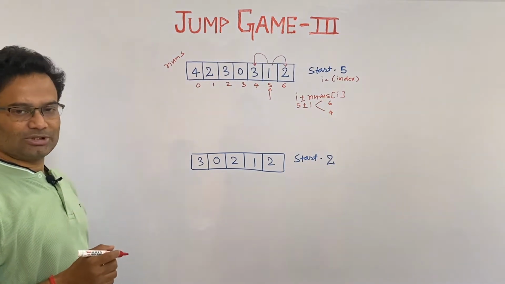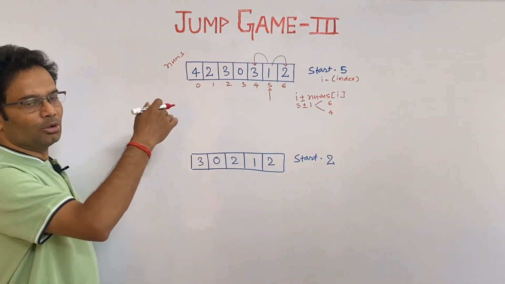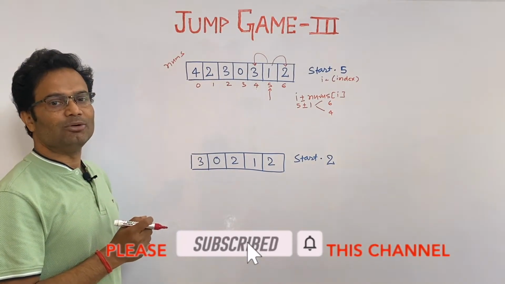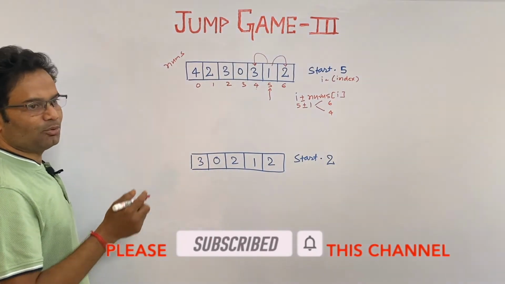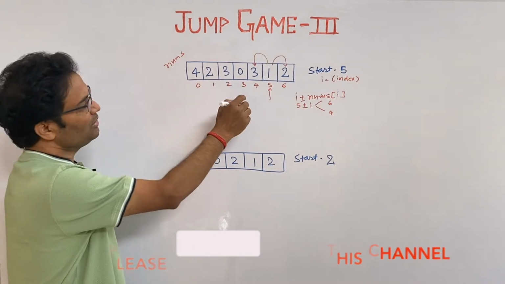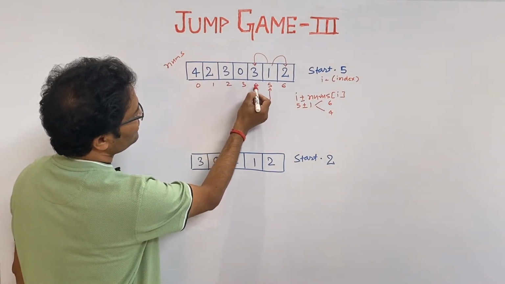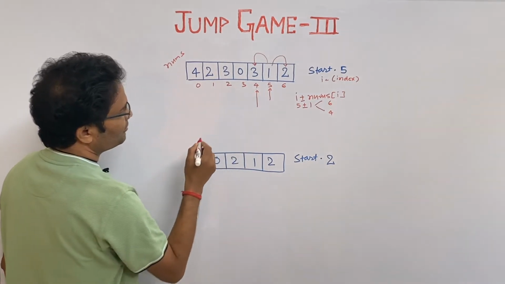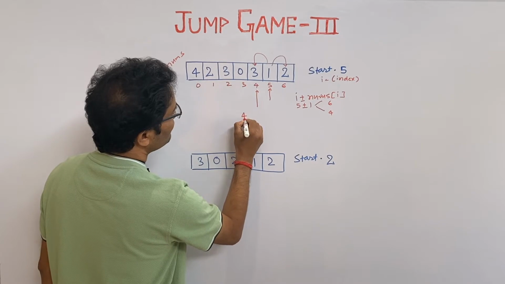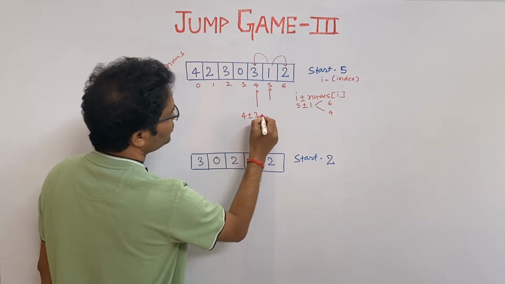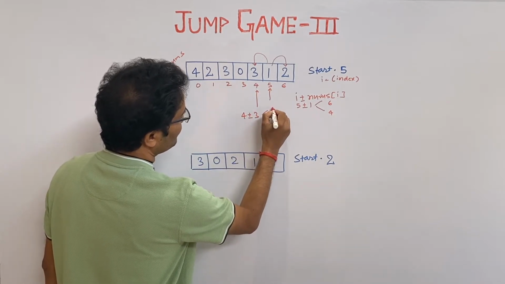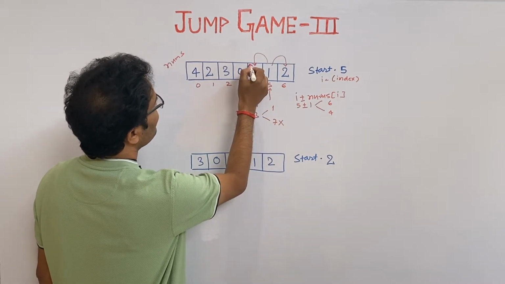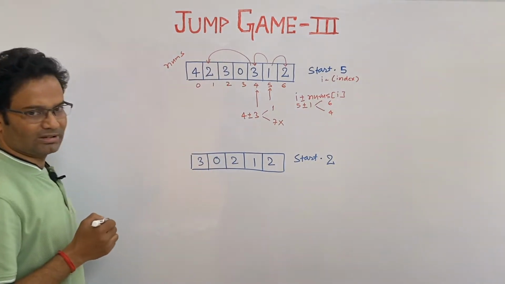So you just have to say whether with these jumps you are able to reach an element or index where the value is 0. Let us see. Suppose now we reach here, and from here again this is 3 and 4. So from here where can I go? 4 plus or minus 3, so we can go to index 1 or index 7. Index 7 is not there, so we can come to index 1, right?